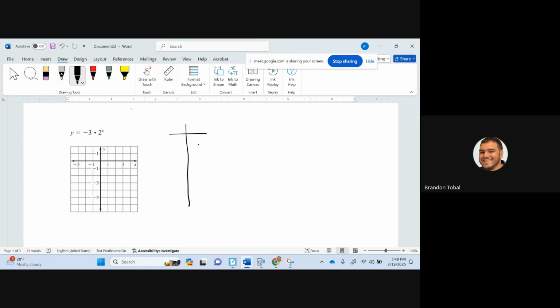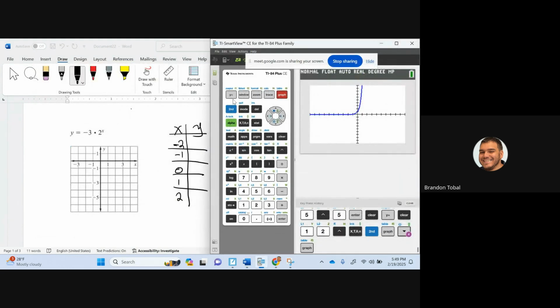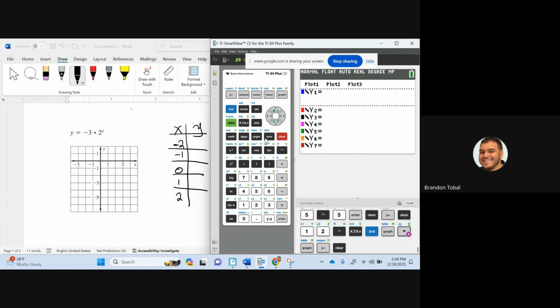Going to put the x and the y. 1, 2, 3, 4, 5. I'll probably have a blank one for you so you can just fill it in. -2, -1, 0, 1, 2. Plug it into the calculator. I'll show you one more time. So I'm going to go y equals, clear that up. I'm going to plug in this negative. When you do a negative, use the buttons down here, not the minus sign, or you're going to get an error. -3 times 2 to the power of x.